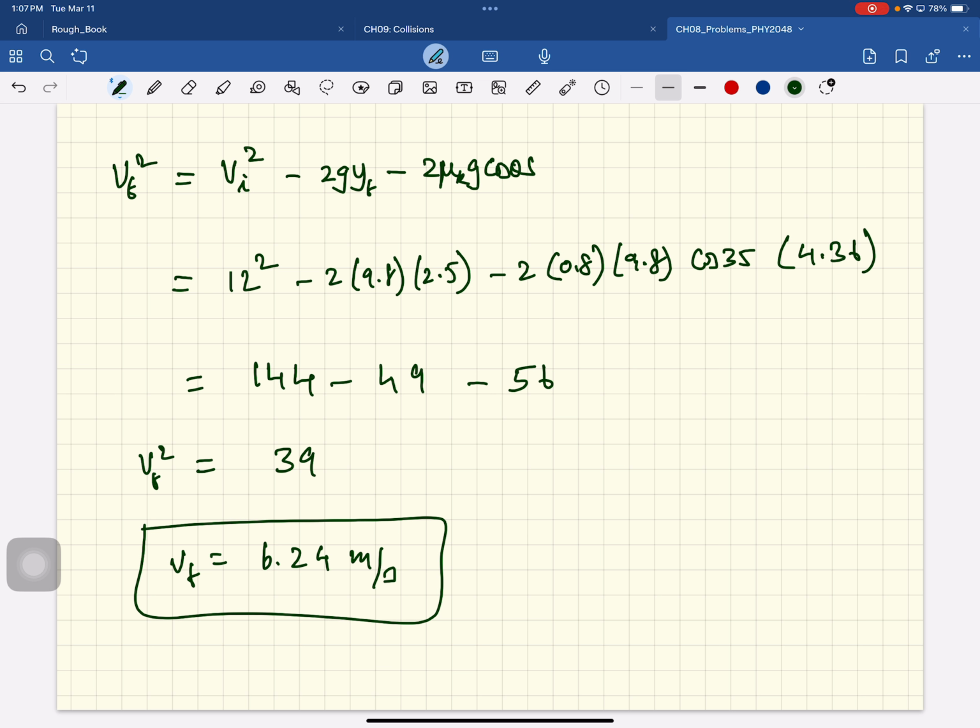All right, so the final velocity on top of the hill will be 6.24 meters per second.